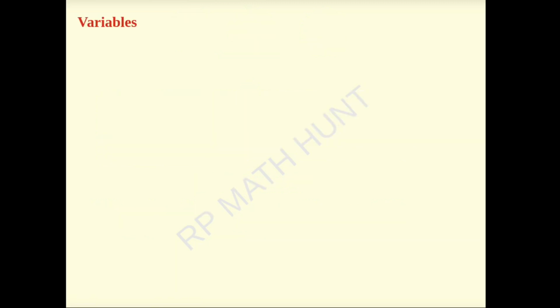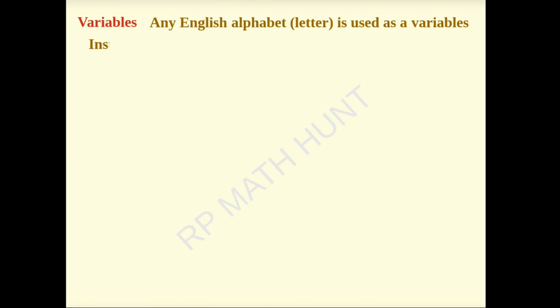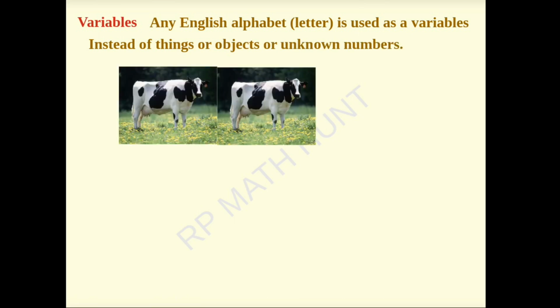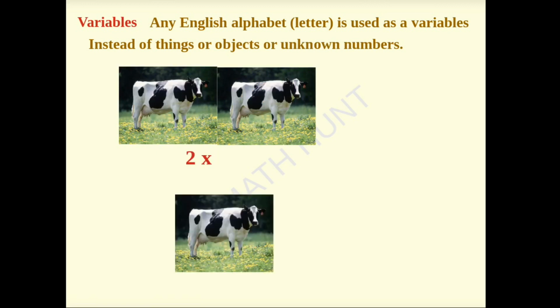Variables: any English alphabet letter is used as a variable. Instead of things or objects or unknown numbers, we can substitute them. Here 2 cows, I am replacing with variable x. Here 1 cow, replace with x. Now can we add them? 2x plus 1x is 3 cows, that is 3x. Yes, we can add.